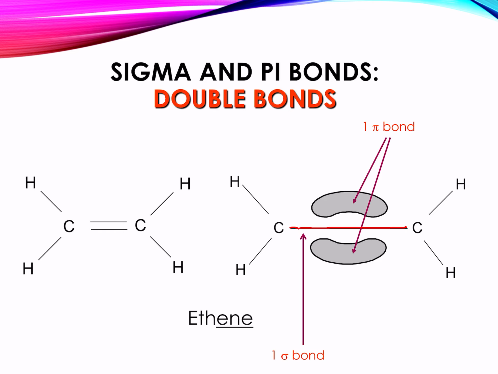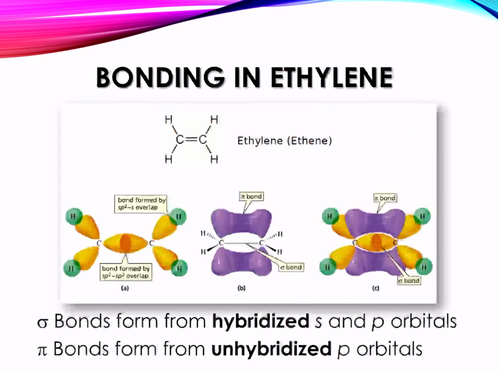So you see where it's got the little, like, I don't know, kidney-shaped gray regions. That is the pi bond. So one pi bond shows up above and below. So when I'm asking you to draw pi bonds, make sure you draw it in the region of space above and below the bond. Okay, it happens in both of those places. So here's what it looks like.